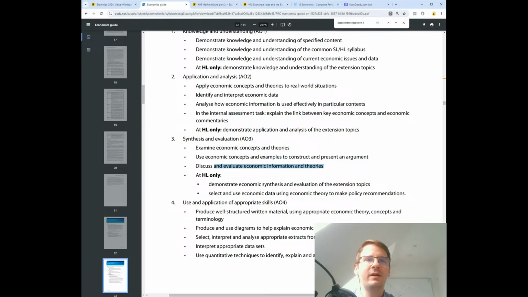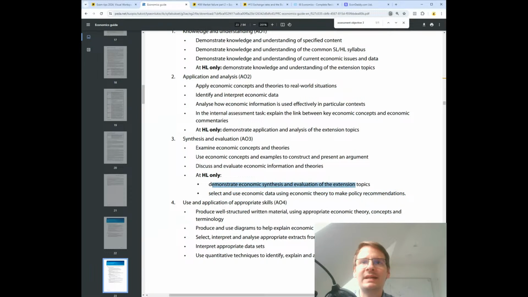If you look at these, these are the common terms that they will use for these part B questions in paper 1 or the part G question in the paper 2. Look, to construct and present, evaluate, discuss, examine. Okay, at higher level, you would need to demonstrate economic synthesis and evaluation of the extension topics. That mostly refers to, in my understanding, okay, so the policy, no, that's the policy recommendation here. That's the paper 3 question.